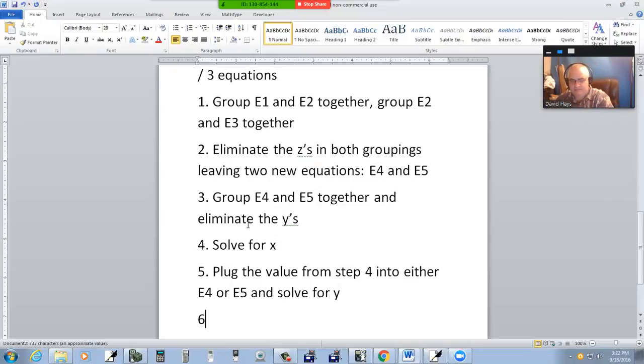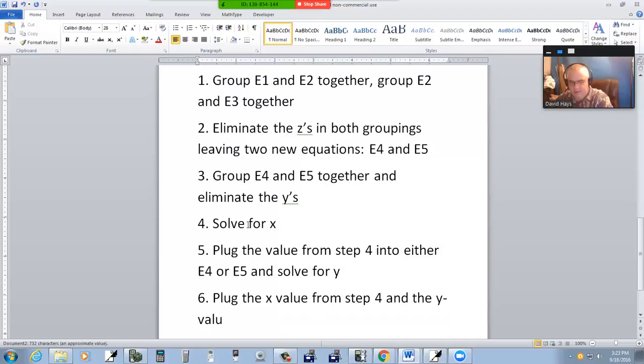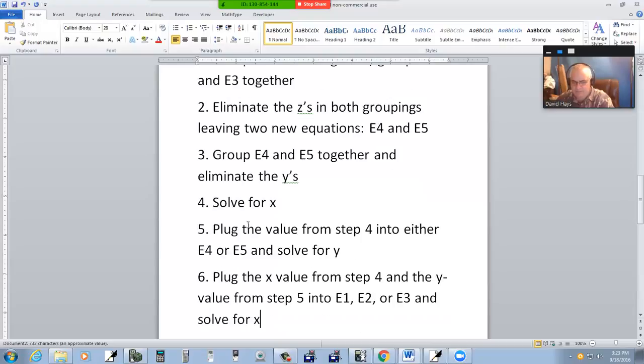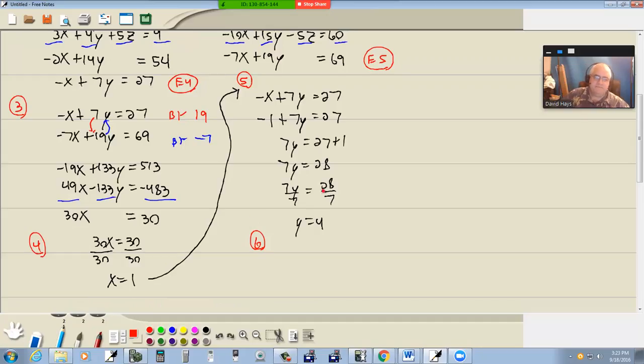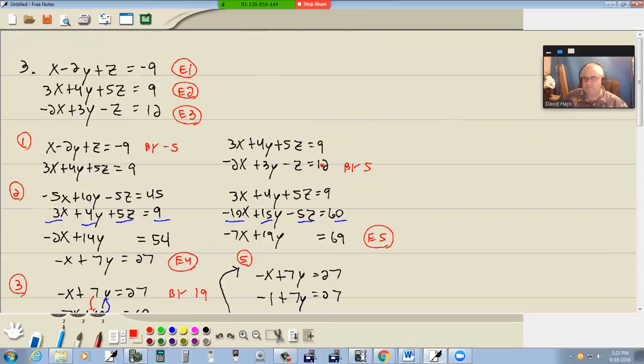Step 6. Plug the x value from step 4 and the y value from step 5 into E1, E2, or E3 and solve for z. It doesn't matter which one you pick. I'm going to pick the first one. That looks a little easier. So we got x minus 2y plus z is equal to negative 9.